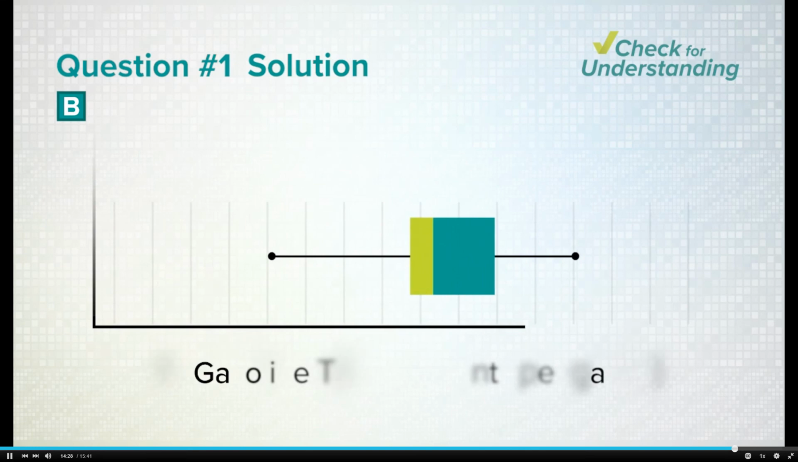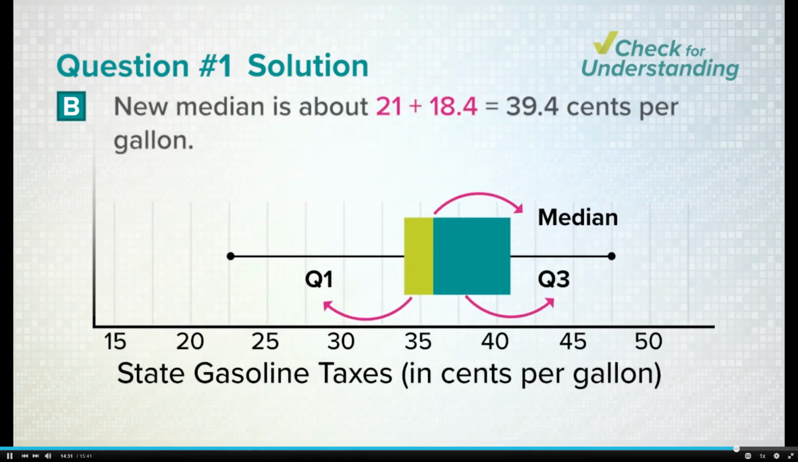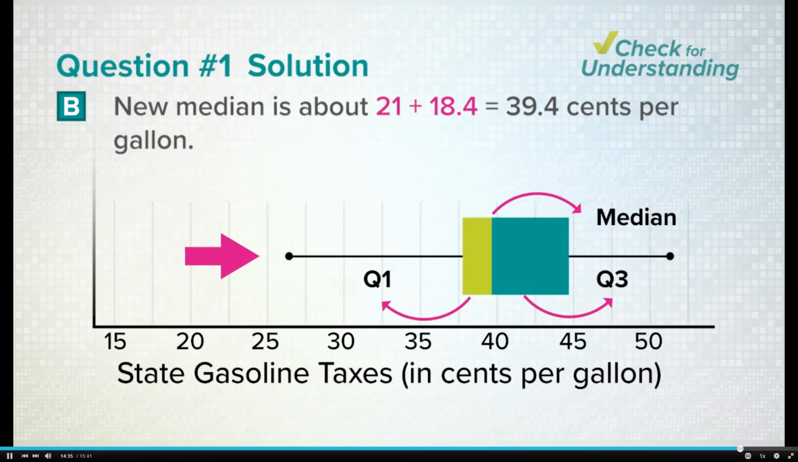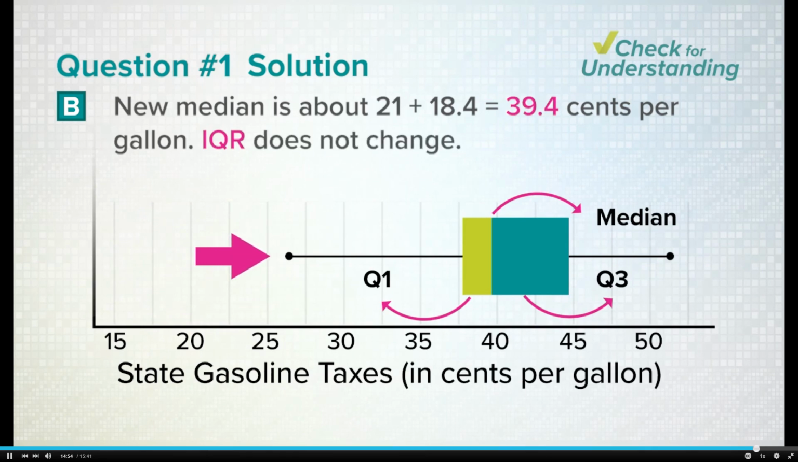In Part B, when I add 18.4 cents, the whole box plot shifts up. That means the median shifts up as well. So that means the new median is about 39.4 cents per gallon. But what happens to the IQR? If the entire box plot moves, the IQR doesn't change. The Q1 and Q3 move, but the distance between them does not. So that means the IQR stays the same.